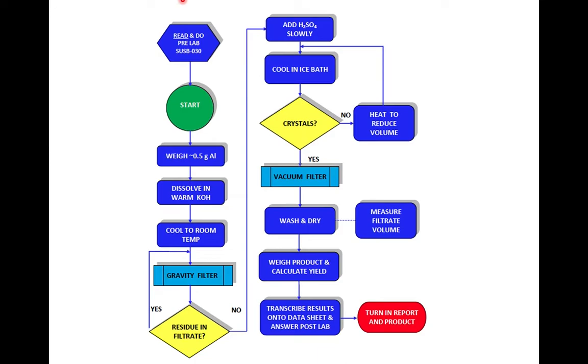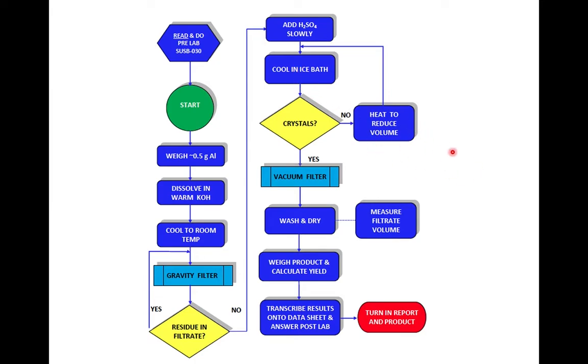Okay, this is just sort of a flowchart version of that. You would have read and done the pre-lab, weigh your material, dissolve it in the warm KOH, allow the reaction to happen, allow it to cool to room temperature. On the filter paper, you want to see if there's residue in the filtrate. If there is residue in the filtrate solids, you want to go back and do a second filtration to get that out. If not, you want to add your sulfuric acid slowly, cool in a nice bath.